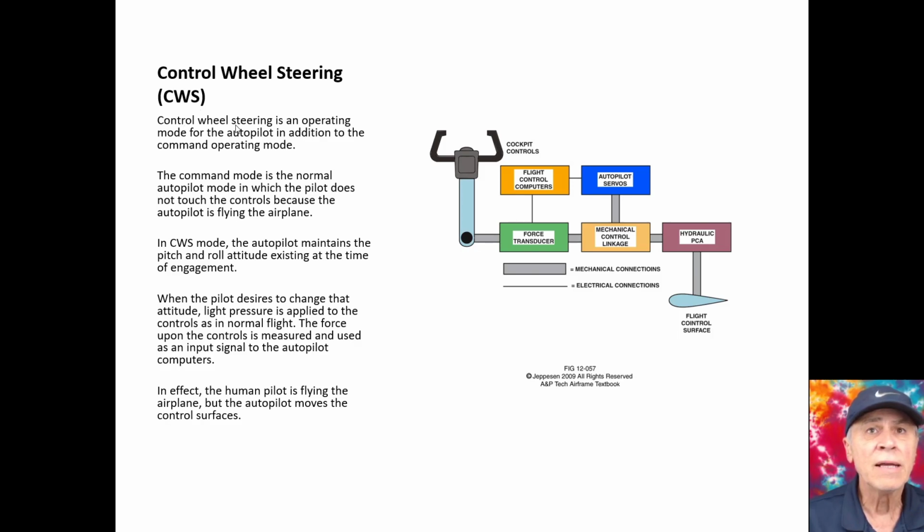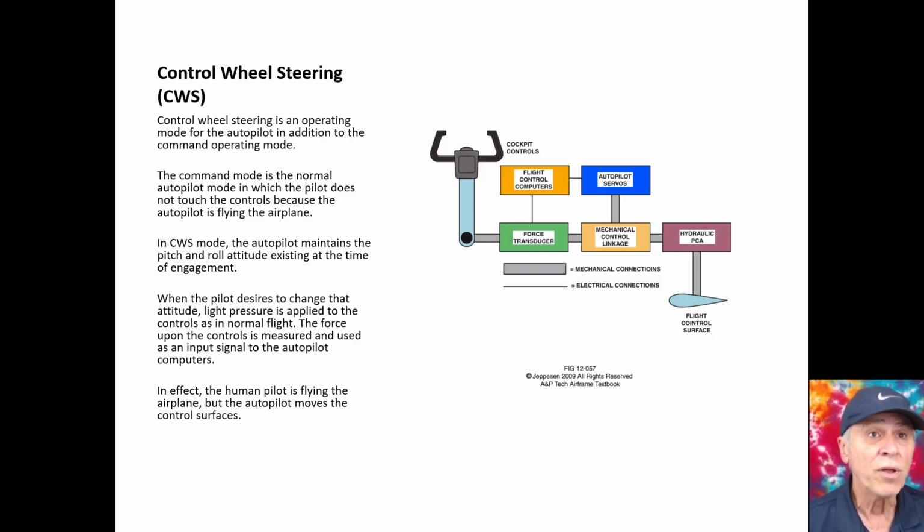Control wheel steering. So instead of just moving the flight surfaces, wouldn't it be better if it actually moved the yoke? So what do we have here? Control wheel steering is an operating mode for the autopilot in addition to the command operating mode. The command mode is the normal autopilot mode in which the pilot does not touch the controls because the autopilot is actually flying the airplane.